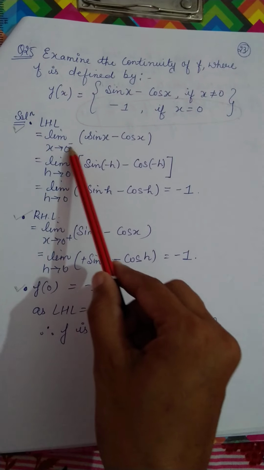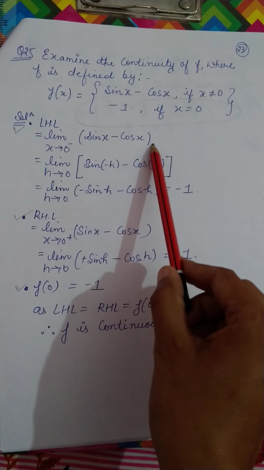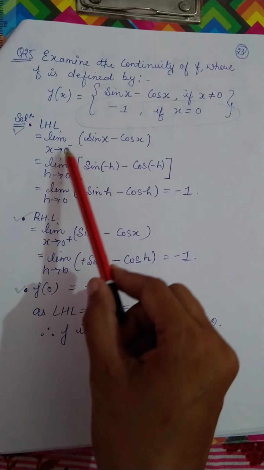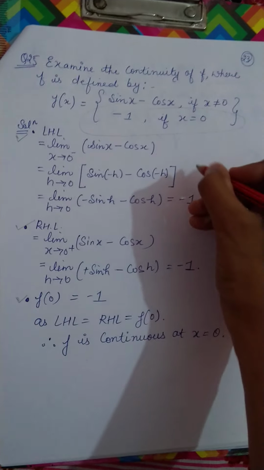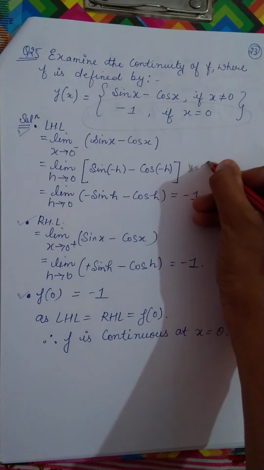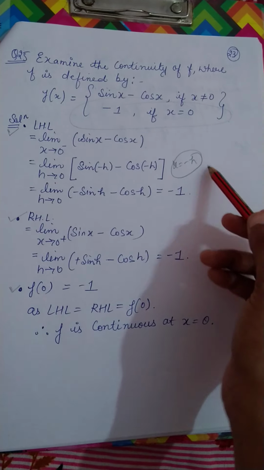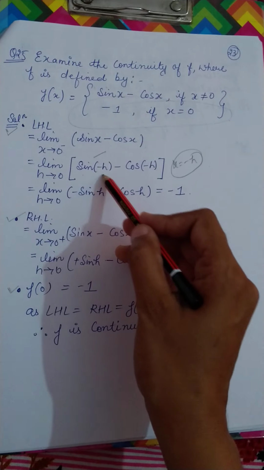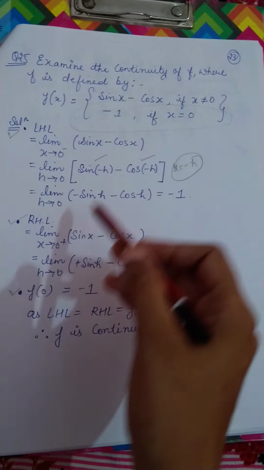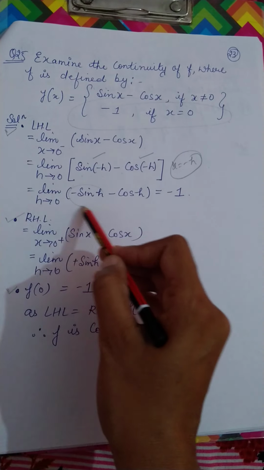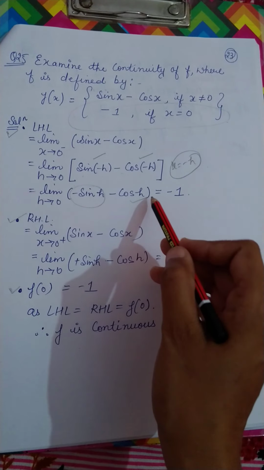Limit of x tends to 0 negative will give you sin x minus cos x. When you make it h tends to 0, beta, you have to put x is equal to minus h. Clear? What are you putting? x is equal to minus h, so it has become sin of minus h minus cos of minus h. As a result, we will get minus sin h and minus cos h.